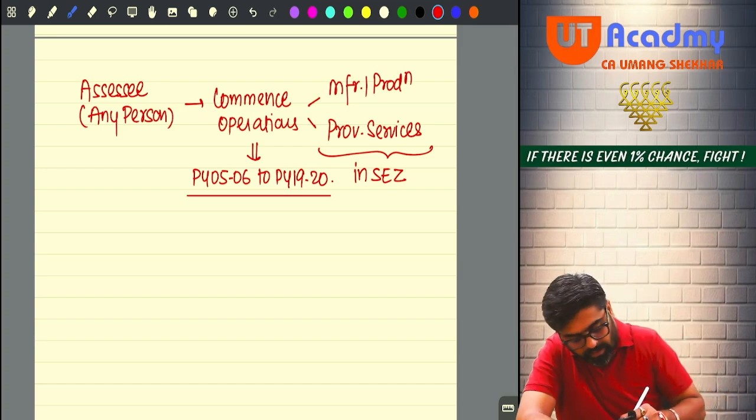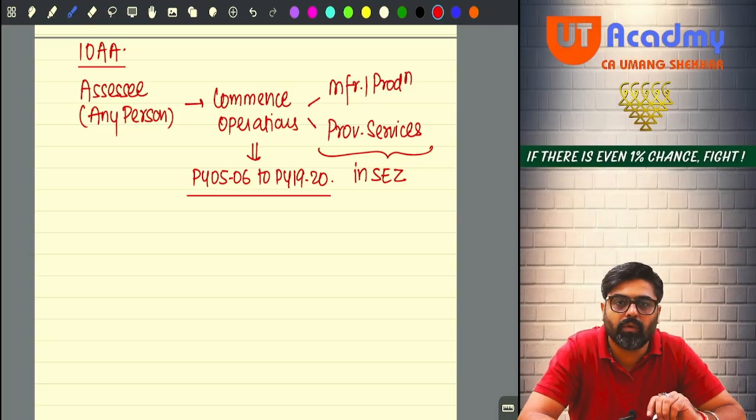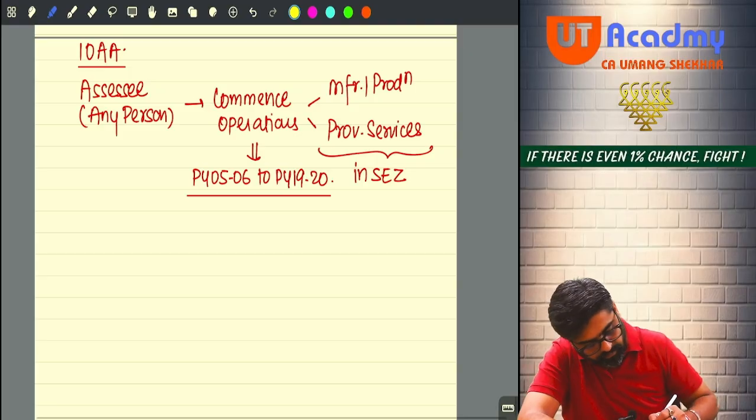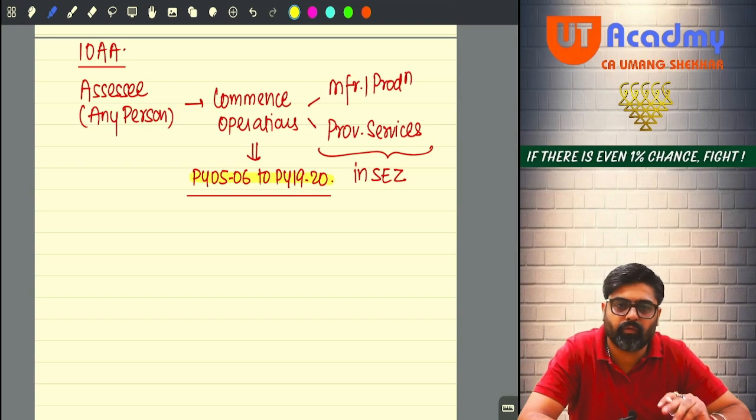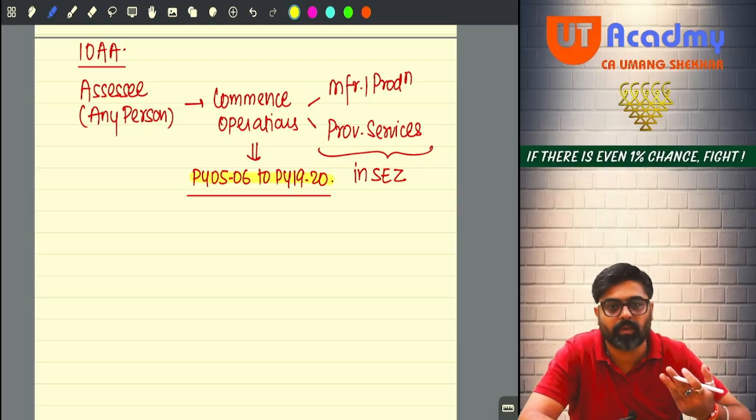So the deduction which we are talking about, the deduction is 10AA. This is applicable only if you are this type of assessee who has started the operations of manufacturing or providing services from SEZ, and these operations must be commenced between this period only, previous year 5-6 to previous year 1920, meaning 1st April 2005 to 31st March 2020. Between this period, any time you start your business, manufacturing business or providing your services from SEZ.